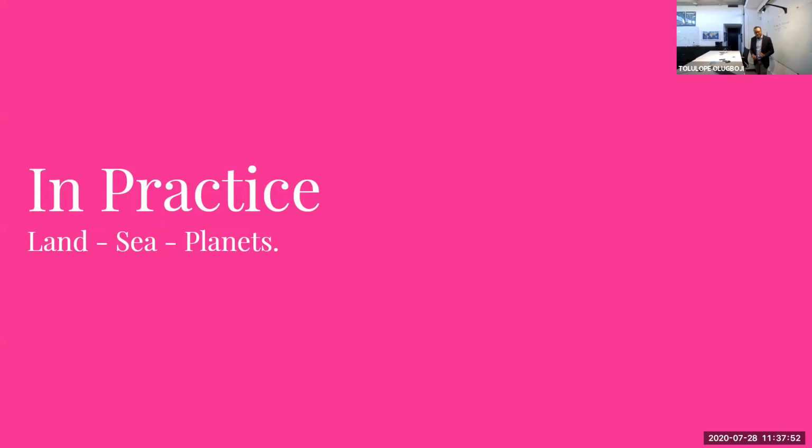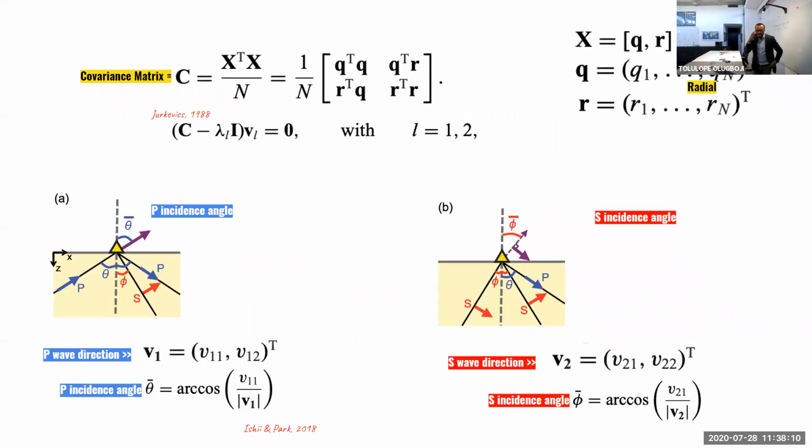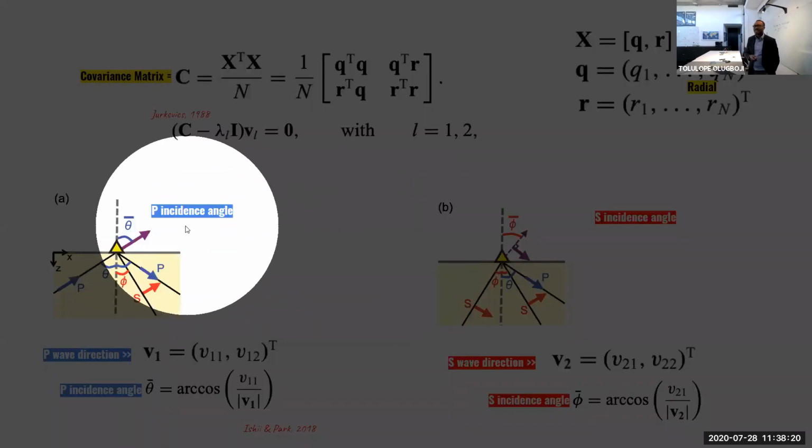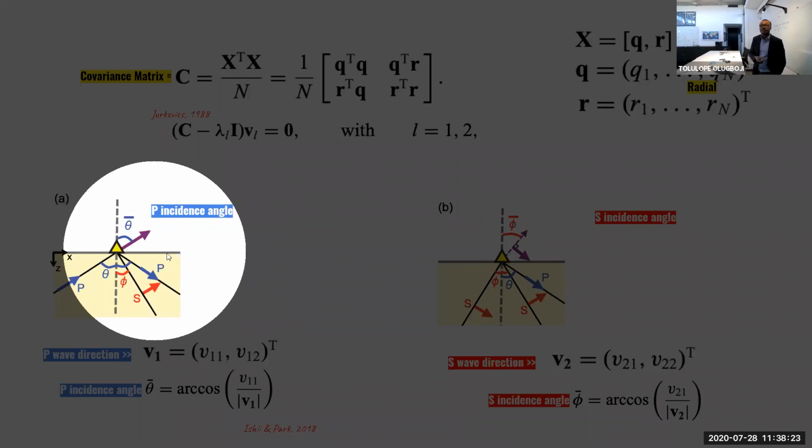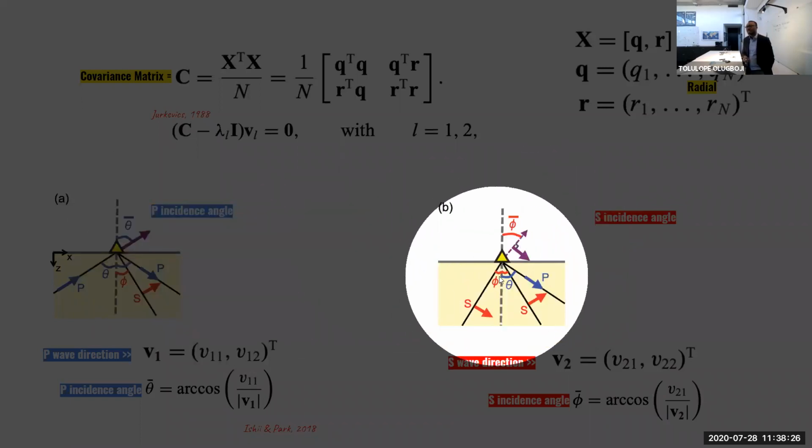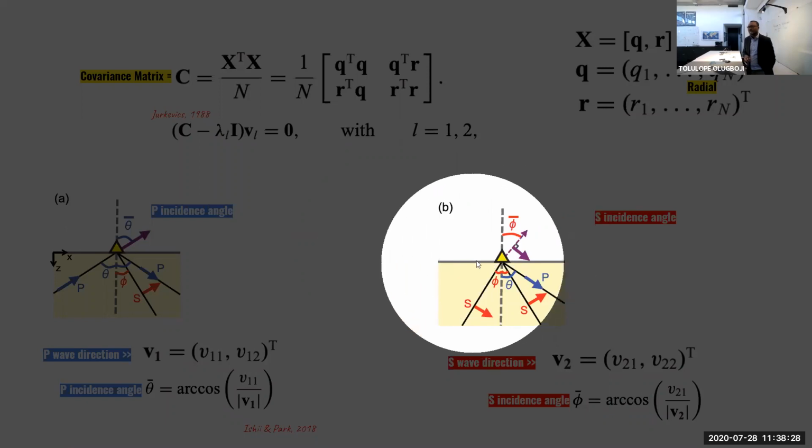So we've seen the basic physics and math, giving examples in nature, examples with seismic waves. Let's look at how this is used in practice: applications of seismic wave polarization on land, on sea, and on other planets far away. So let's start on land. This is a paper by Ishii and Park, 2018, where these authors are measuring the apparent incidence angle of a compression wave, a P wave, and the apparent incidence angle of a shear wave. Now, how do they do that?